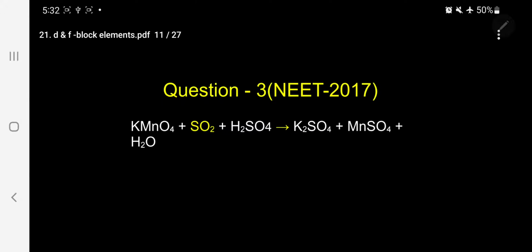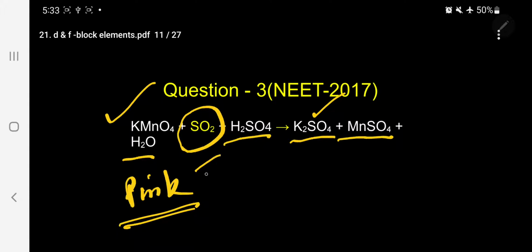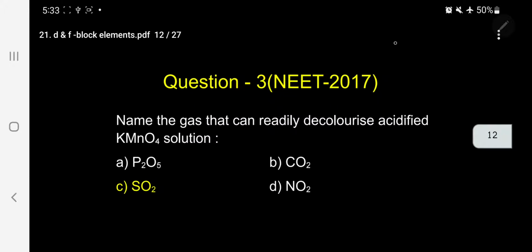Now let me write the equation here. Potassium permanganate in presence of sulfuric acid medium, when you pass sulfur dioxide, the potassium permanganate undergoes reduction to manganese sulfate and potassium sulfate and water. Kindly follow. So automatically the sulfur dioxide is undergoing oxidation to sulfate. Please follow. Permanganate undergoes reduction. So automatically the pink color of potassium permanganate gets decolorized by sulfur dioxide. This is the answer. So the correct answer is SO2.